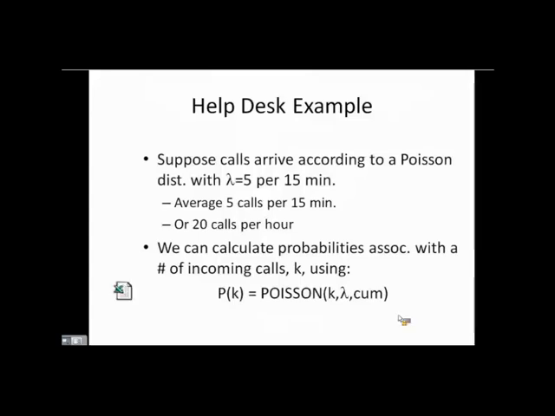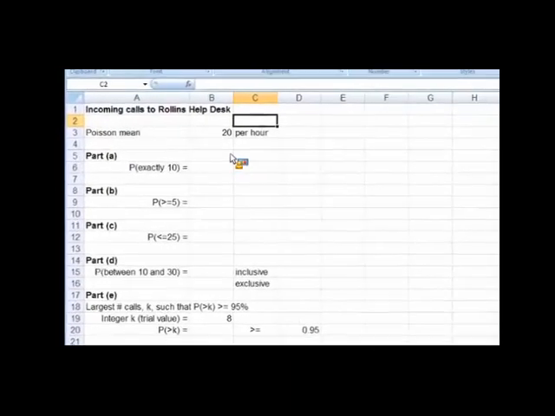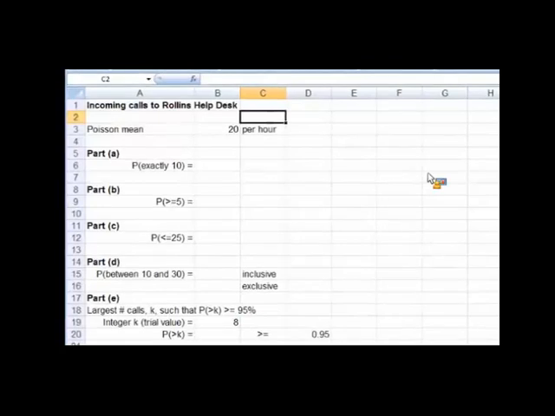Well, let's take a look at some probabilities that we can calculate from this distribution for this help desk example. So we have calls coming in, let's say, to the Rollins help desk over at the library. And the mean of this distribution, the lambda, is 20 calls per hour. So you notice I've expressed this in calls per hour. And part A asks, what's the probability that exactly 10 calls come in in a given hour?